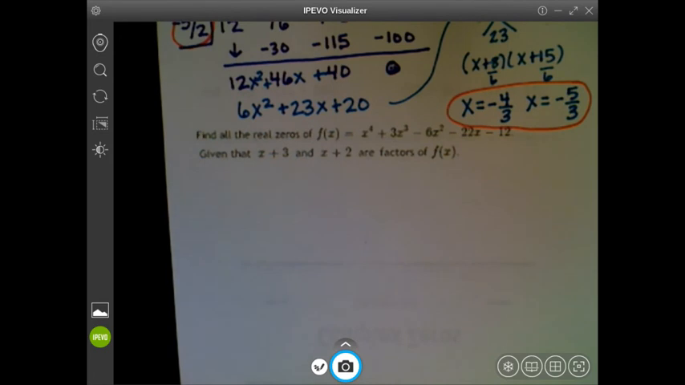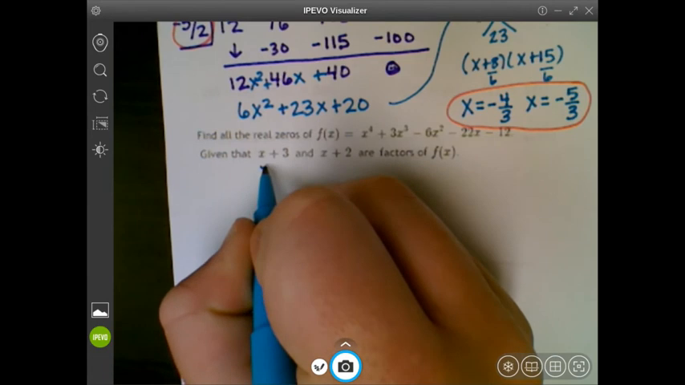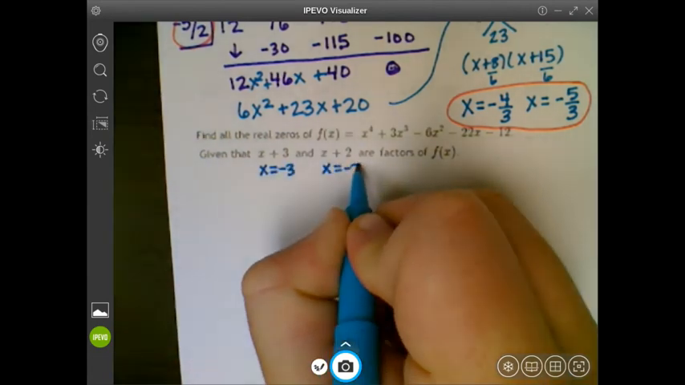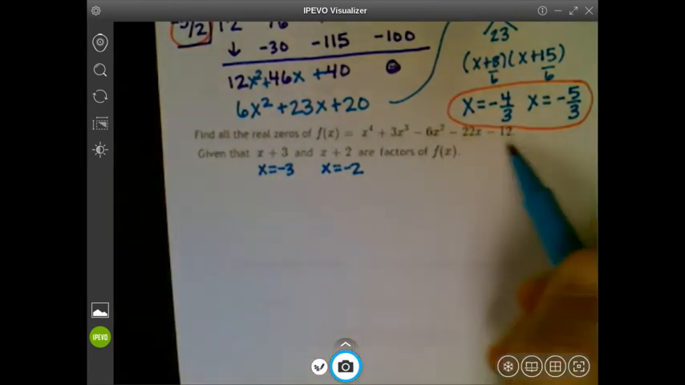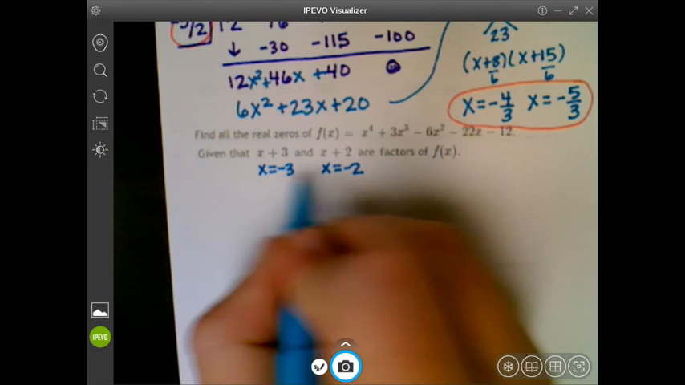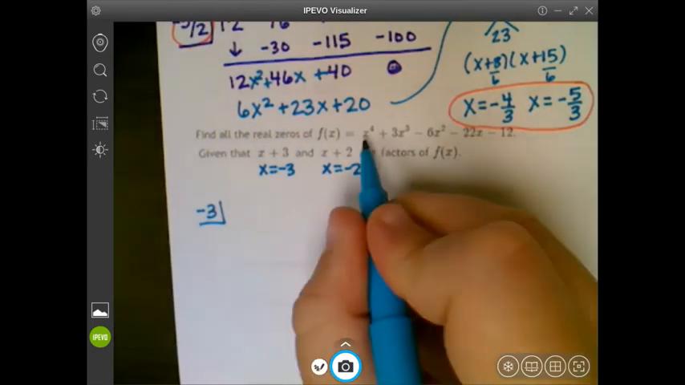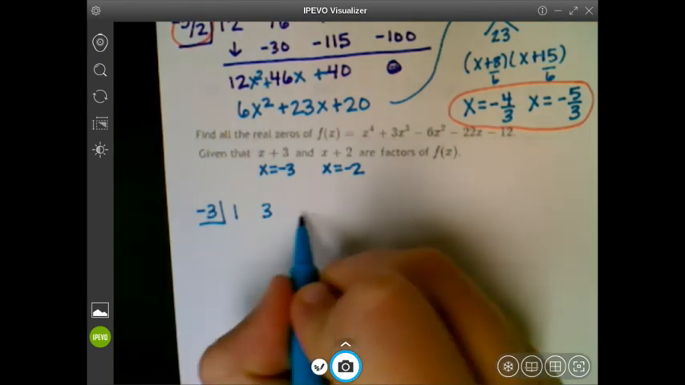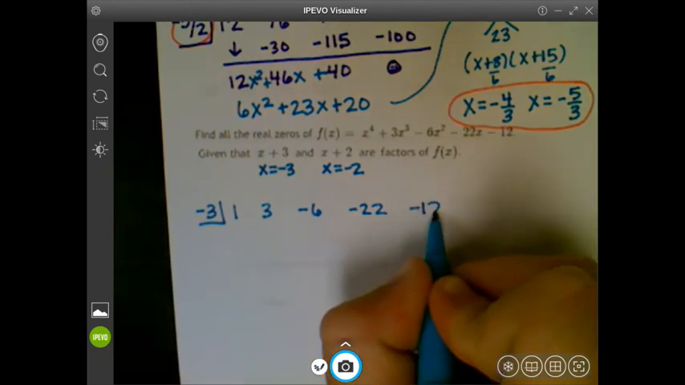And so because they're factors, that means that they have zeros. So the first 0 here would be at negative 3. The next 0 would be at negative 2. And so we can use these 2 zeros to help us simplify this down. It doesn't matter which one you pick first. So I'm just going to start with the negative 3. The coefficients are going to help me out with the synthetic division. So 1, 3, negative 6, negative 22, negative 12.